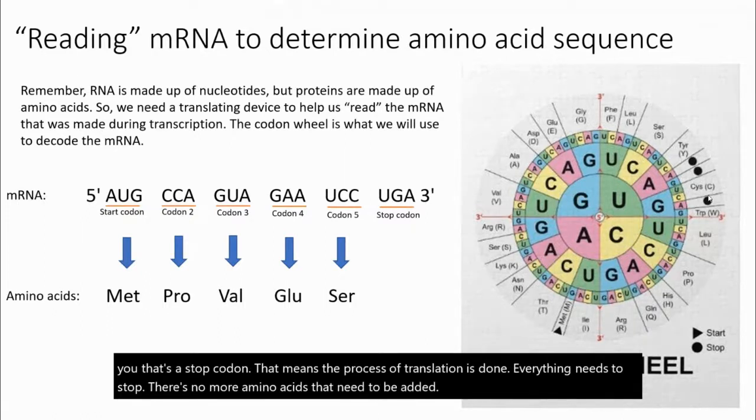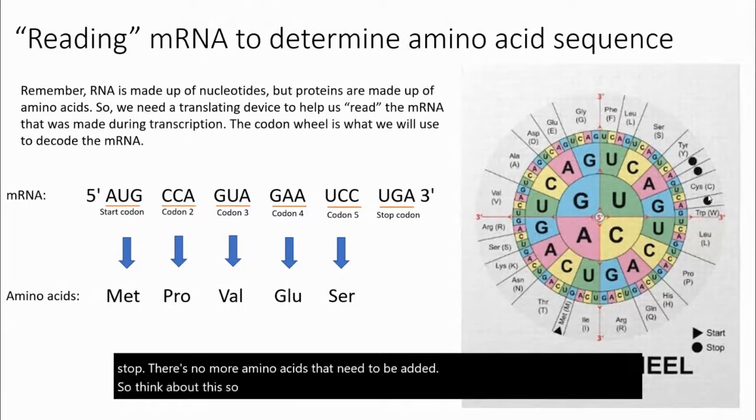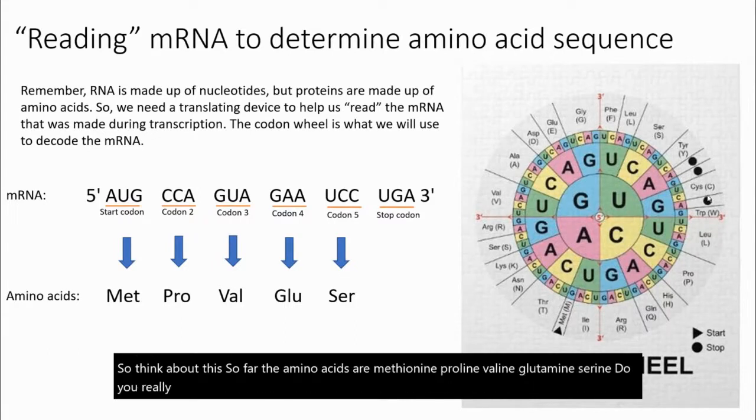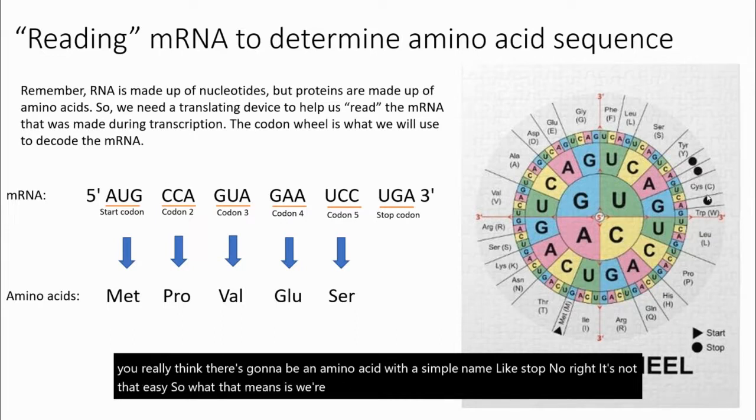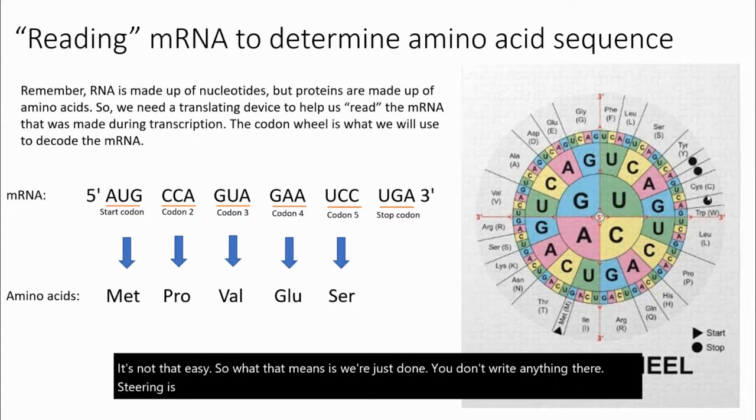So think about this. So far, the amino acids are methionine, proline, valine, glutamine, serine. Do you really think there's going to be an amino acid with a simple name like stop? No, right? It's not that easy. So what that means is we're just done. You don't write anything there. Serine is the last amino acid, so we're done.